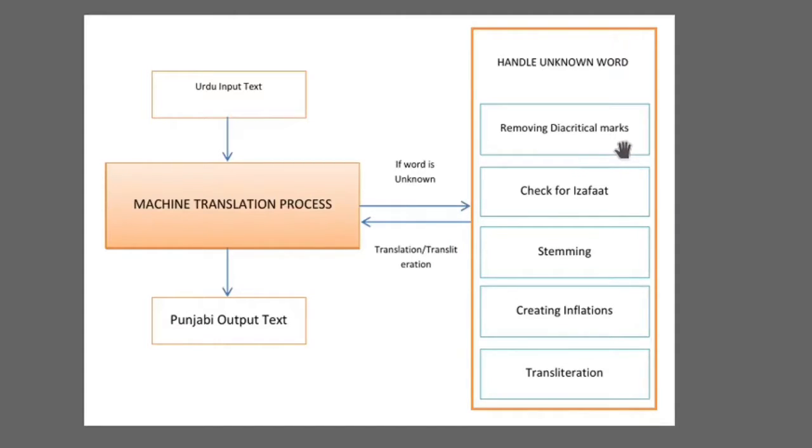For example, we have a module to remove the diacritical marks, and a module to check the ijafat words. We have a module for stemming. We are also creating the inflections and checking against the knowledge base. Along with this, in the end, we are using the transliteration module. All the unknown words get transliterated to the Punjabi output text by using this module. All these submodules are based on various morphological rules and supported by the knowledge base.